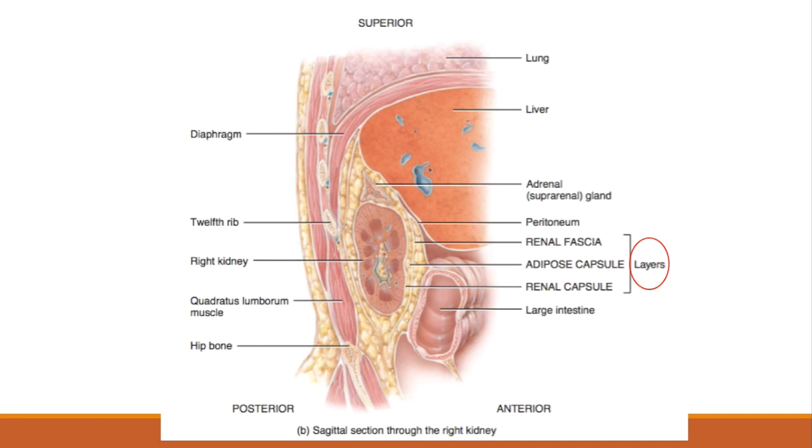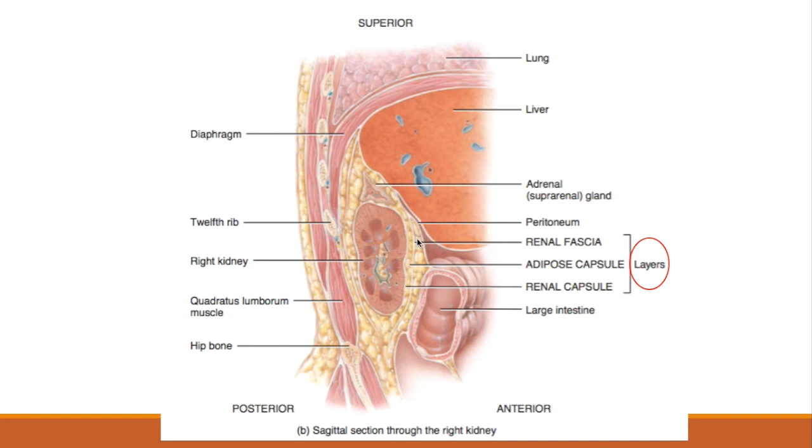Adipose capsule surrounds the renal capsule. From the word adipose, it is composed of fat tissue. Renal fascia anchors the kidney to the abdominal wall and is also the outermost layer. So that is it for the external anatomy of the kidney.